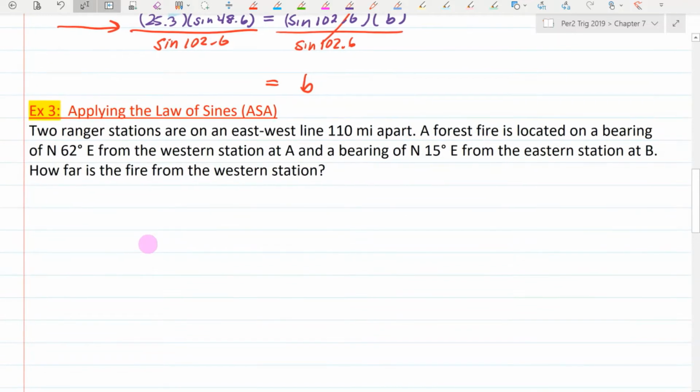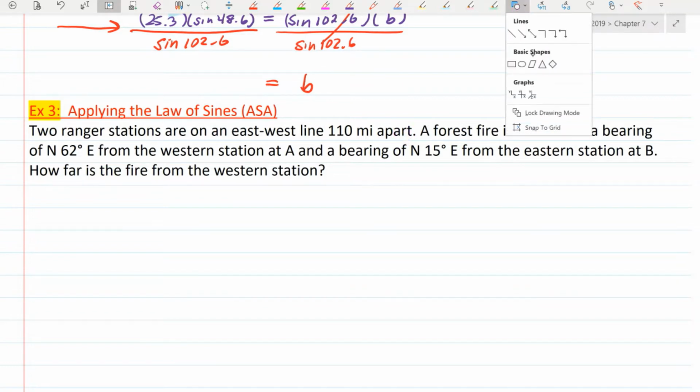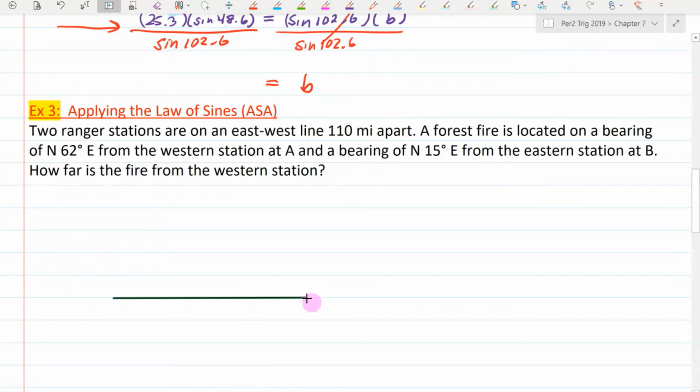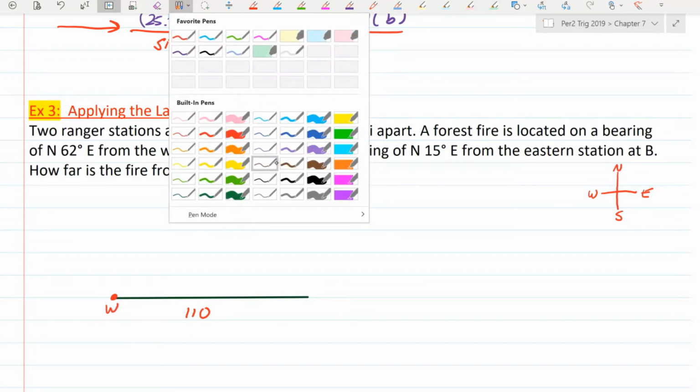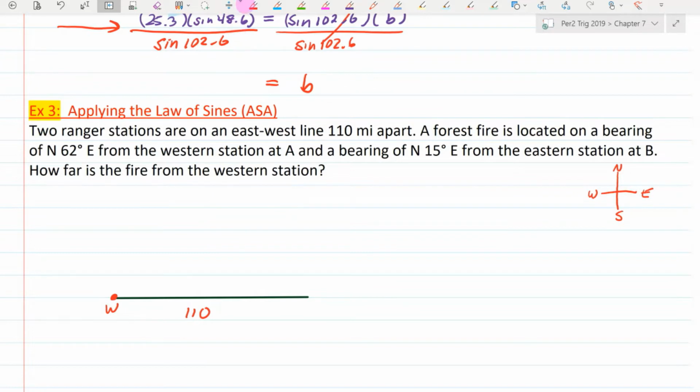All right, let's read this. Two ranger stations are on an east-west line 110 miles apart. Okay, 110. A forest fire is located on a bearing of north 62 east from the western station. So again, north, south, east, and west. So from the western station, this is the western station, and actually let me draw this in.